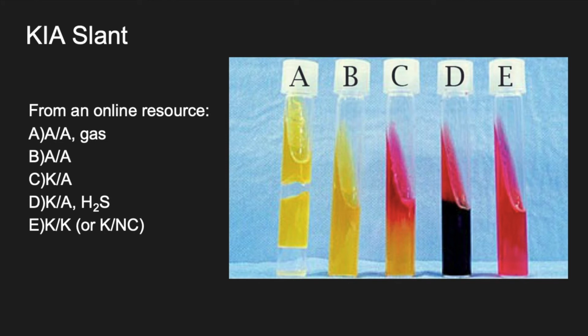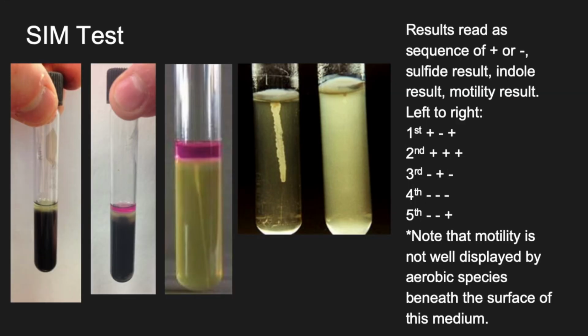So now let's talk about the SIM test. The results read as a sequence of plus or minus, and they read in this sequence, so sulfide, indole, motility. So the results look like plus, plus, plus. That means it's positive for sulfide, it's positive for indole, and it's positive for motility. Okay? So let's just kind of go through these.